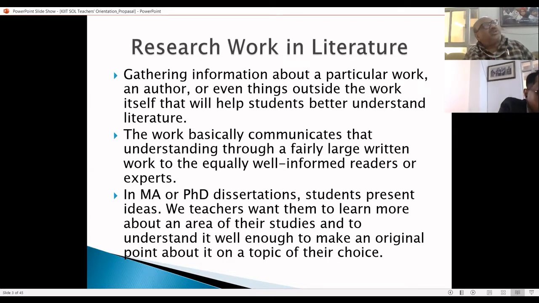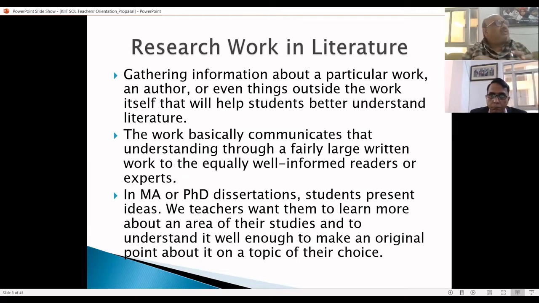The researchers gather information, and they then understand the things, and they communicate that understanding to equally well informed readers or experts through a large written work. So what is a research work? A research work is fundamentally a candidate's understanding of a work or works, author or authors, period, or even some cultural things outside the text, and they convey their understanding through a written dissertation to their peers or to experts.